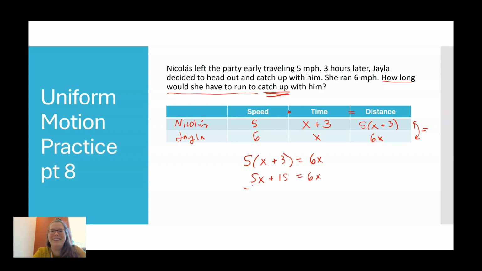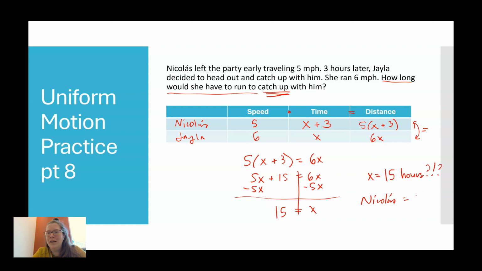Oh God, these problems are absurd, because look, we've got 6x minus 5x leaves me just 1x. So my answer is 15, which means Jayla in this problem has been running for 15 hours. And Nicholas has been walking for 15 plus 3, 18 hours.